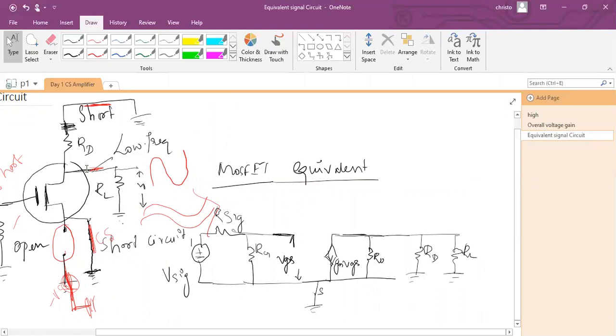Same circuit. Here again is the simplified form of the signal equivalent circuit. One more simplification happens here: the MOSFET is replaced by the equivalent circuit. This is the MOSFET equivalent circuit. We know that this is the gate, this is the drain, and this bottom is the source.